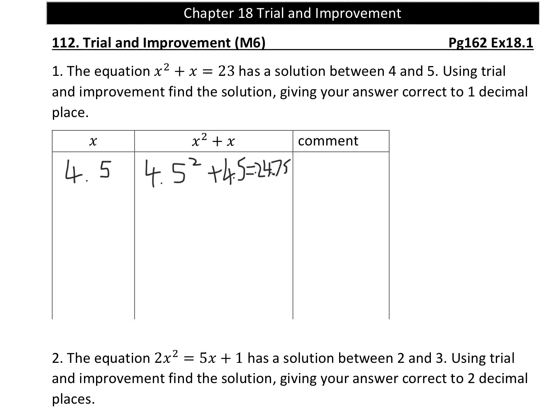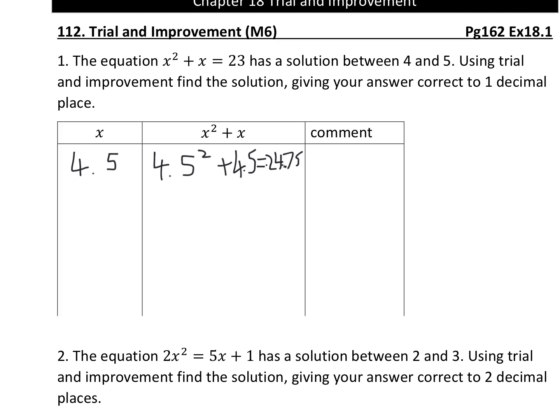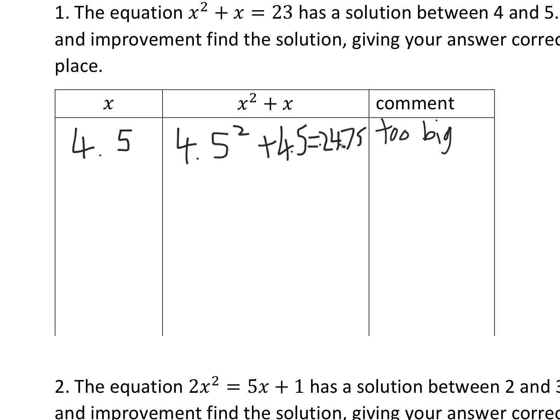We have to basically see, well, what did we find out from putting in 4.5? Well, 4.5 squared plus 4.5 is 24.75, but we were looking to get 23. So your comment would be that that's basically too big. 4.5 was too high for a guess. So maybe you would choose a smaller number, 4.3 or 4.4. I'm going to go with 4.4. Now, usually that would get you 1 mark for having a guess between 4 and 5 and being able to apply the technique correctly.